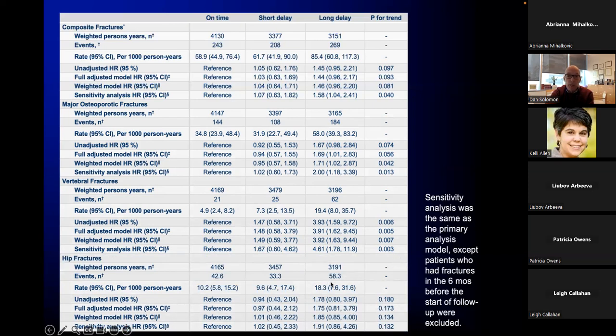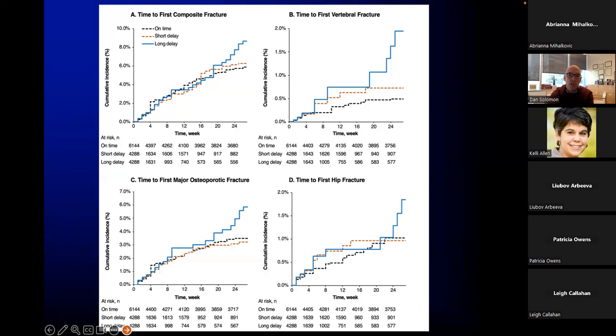You can see that the number of events is fewer, and therefore the confidence intervals are wider, and therefore we don't see a statistically significant increase, but numerically we see an increase. And this is just the cumulative incidence curves, a different way of showing what I just showed you with the hazard ratios, but very similar results.